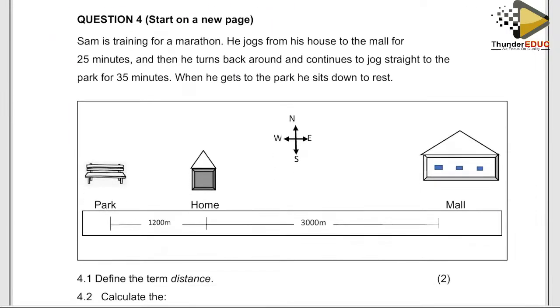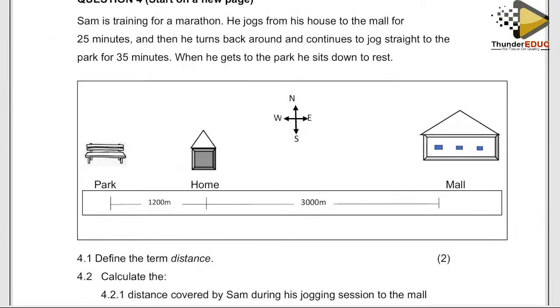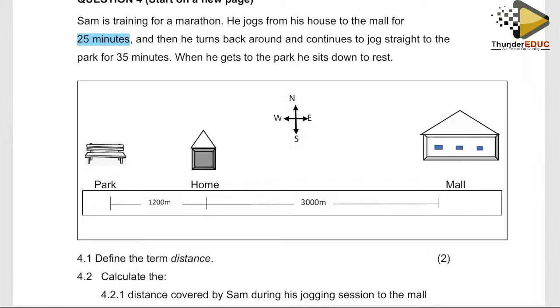Then we're going to proceed to question 4, which is now the physics part. Then it reads there, Sam is training for a marathon. He jogs from his house to the mall for 25 minutes. So the period of time that he jogs there is 25 minutes. And then he turns back around and continues to jog straight to the park for 35 minutes. Then when he gets to the park, he sits down to rest, right?